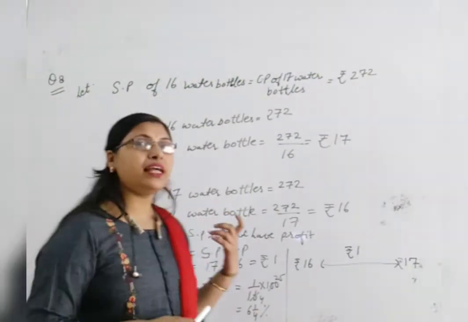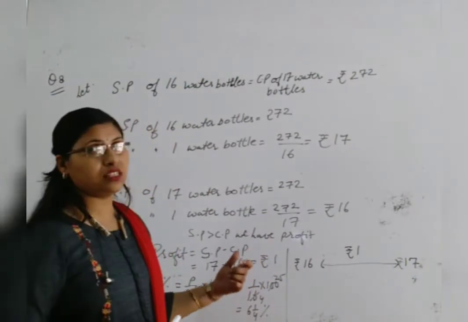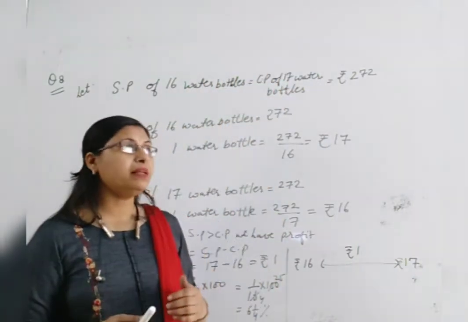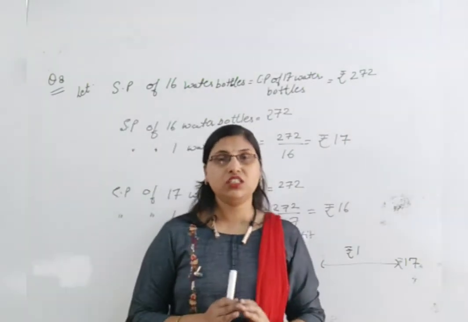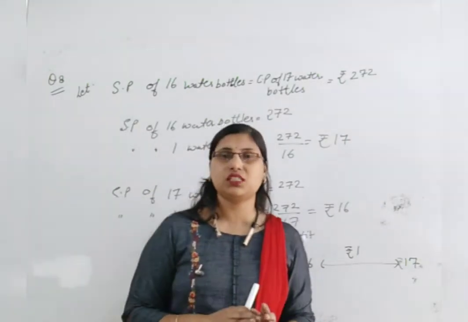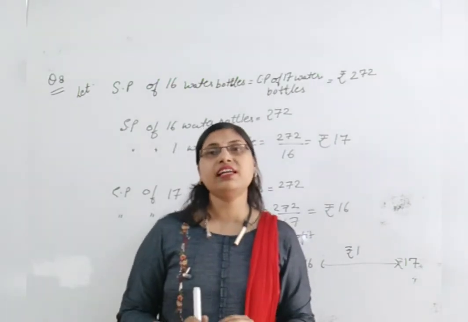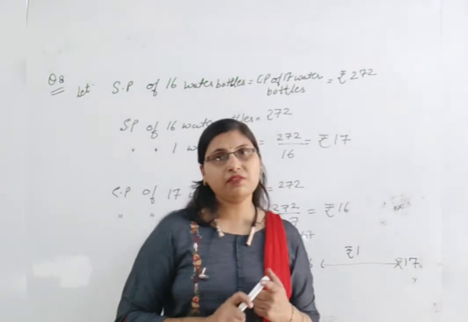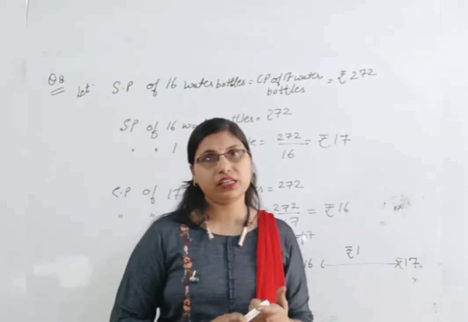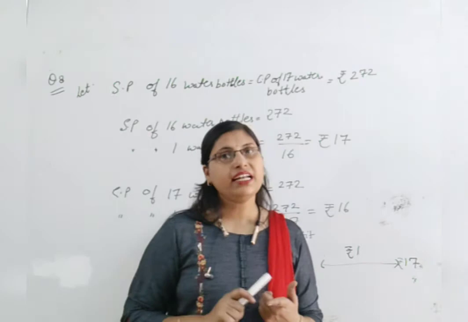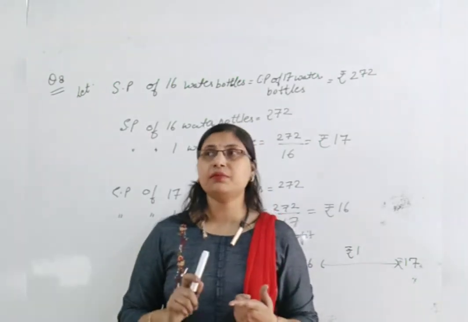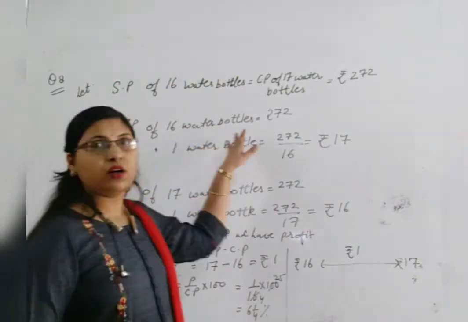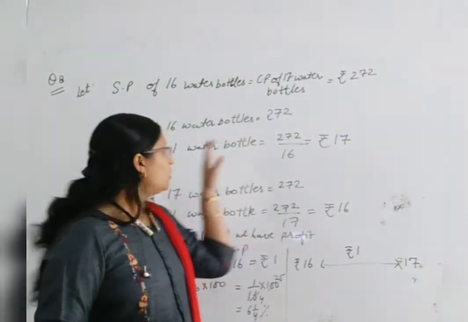Why are we not able to calculate profit? Because the quantity is not same. Here it is 16 bottles, here it is 17 bottles. तो जब भी हम प्रॉफिट बताएंगे तो हमें क्वांटिटी सेम चाहिए, जितनी हमने सेल करी है उतनी ही हमने परचेज करी है, राइट? Only then we can calculate the profit and profit percent. तो हम इस क्वेश्चन में क्या करेंगे, SP भी 1 बॉटल की निकालेंगे, CP भी 1 बॉटल की निकालेंगे, quantity will be same, and then we will calculate the profit and the profit percent. So SP of 16 bottles कितना हो गया, 272.